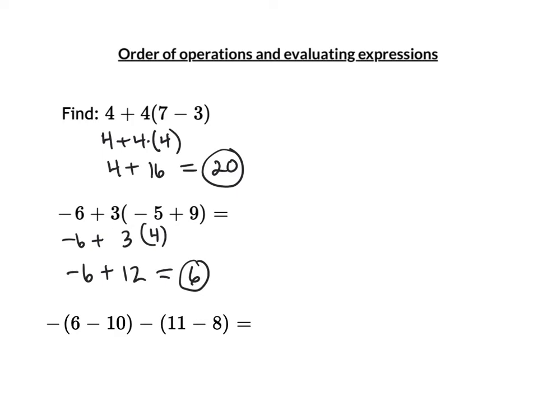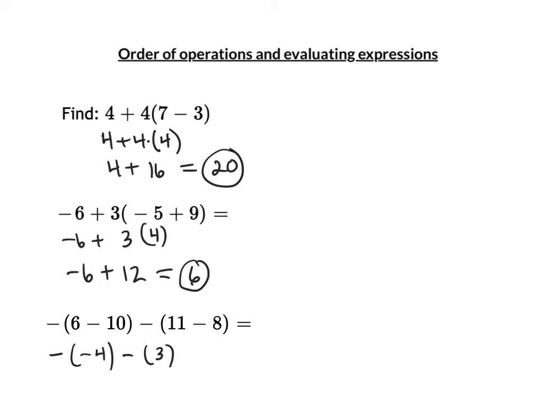Here's one with 2 parentheses. Do the parentheses first and the addition subtraction after that. So this is the opposite of 6 minus 10. I'm going to do the 6 minus 10 because it's in the grouping symbols. Parentheses, 6 minus 10 is -4, minus 11 minus 8, doing the parentheses first, is 3.